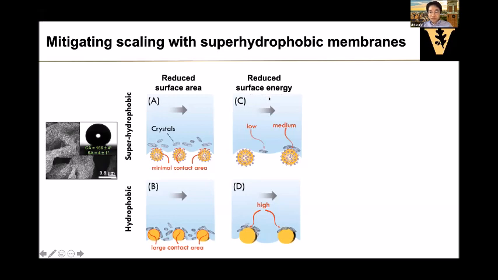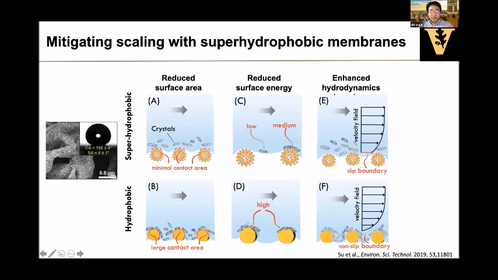So based on thermodynamics of nucleation, you also have a lower likelihood of nucleation with this low surface energy surface. Now the last one, which I personally speculate is maybe the most important, is actually the hydrodynamic effect, right? With this slippery, or what we call the slip boundary condition, the hydrodynamics is not very favorable for the scaling to occur, or for it to adhere to the surface of the membrane and get stuck inside the pore of the membrane.